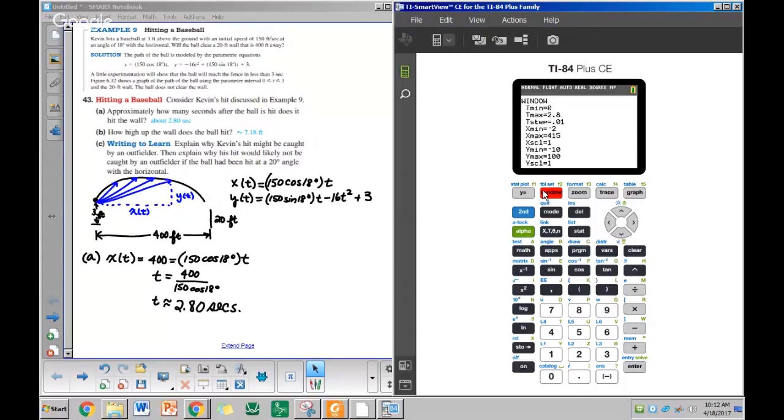All right, everybody get it to graph. I'm having trouble with mine. It's stopping right there. Okay, so let's go to our window, and you want your T-max to be 2.80 because that's when it hits the wall, right?